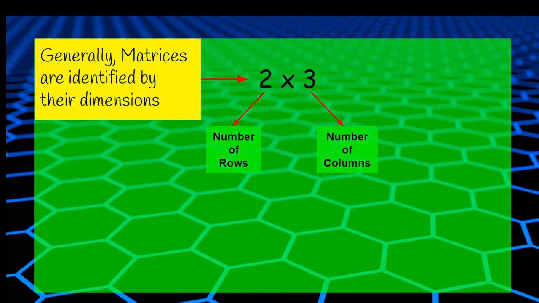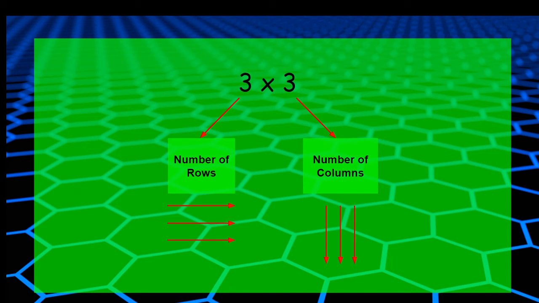Always remember that rows go in the horizontal direction from left to right, and columns go in the vertical direction from top to bottom. So if you see a 1 by 3 matrix, we know that it has 1 row and 3 columns. With this row by column format, we can make a distinction between a square and non-square matrix.